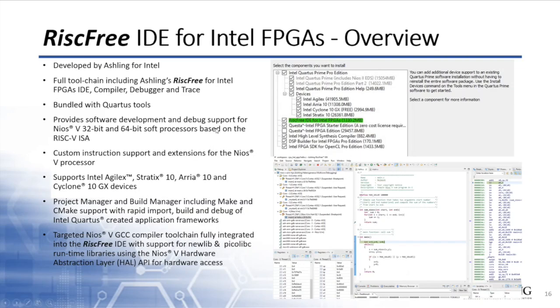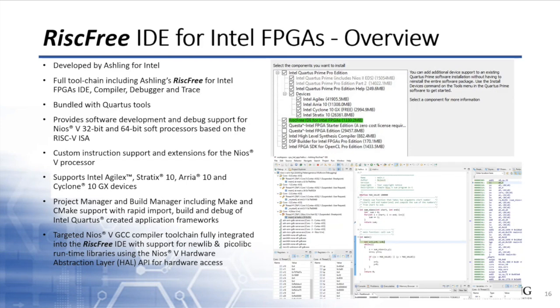Yeah, this slide. This is what we will be demonstrating today, the RiscFree IDE from Ashling. We call it the RiscFree IDE for Intel FPGAs. This is developed by Ashling for Intel, and this is a full package including IDEs where we can write and develop the applications. Then we have the compilers and debuggers, where we can compile the application and then debug the application on the target, and debugging and trace as well. RiscFree from Quartus 22.2 onwards is bundled with Quartus.